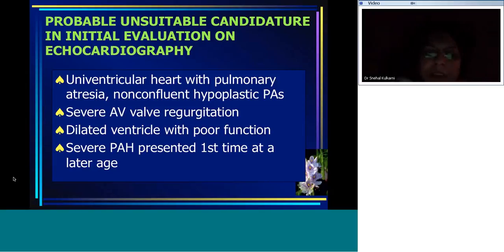And I know many centers still prefer, including ours, to do a cardiac catheterization, especially before Fontan. Sometimes if you have adequate anatomy, just on echocardiography, we may be able to take them for surgery for a Glenn, but pre-Fontan, definitely everybody needs additional assessment prior to surgery. But echocardiography forms, I think, the initial assessment tool.